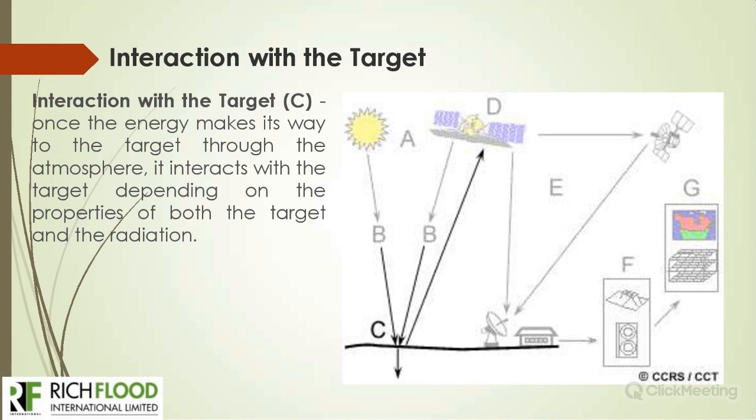So the composition of this object determines what actually happens after this radiation targets this object on the Earth's surface, and we determine what is being sent back to the sensor for recording. For instance, there are some phenomena on the Earth's surface that have the ability to absorb or reflect back certain wavelengths within the electromagnetic spectrum.